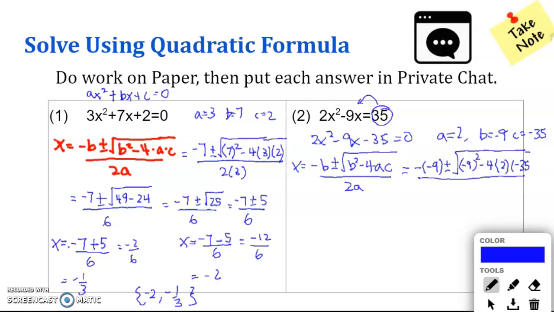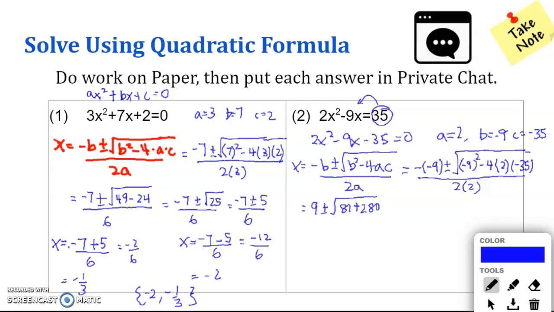all over 2, and what is a? That's 2. So this simplifies to negative of negative 9, which becomes positive 9, plus or minus the square root of negative 9 all squared, which is 81. It's not negative 81, it's positive 81 because negative 9 times negative 9 is positive 81. And minus 4 times 2 times negative 35. So 2 times negative 35 is negative 70, times 4 is going to be positive 280. Notice that because of negative and negative, it became positive.